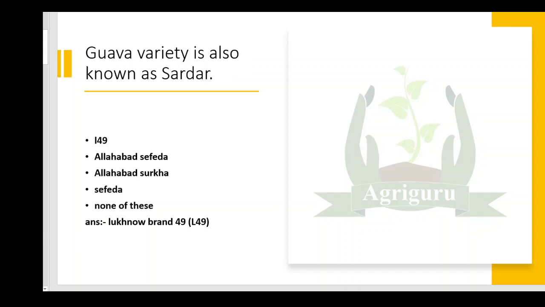The next question is, which guava variety is also known as Sardar? Again, a question from the varieties. The answer is Lucknow-49, which is also known as L-49. It is popularly known as Sardar. It is the white and properly round-shaped guava.